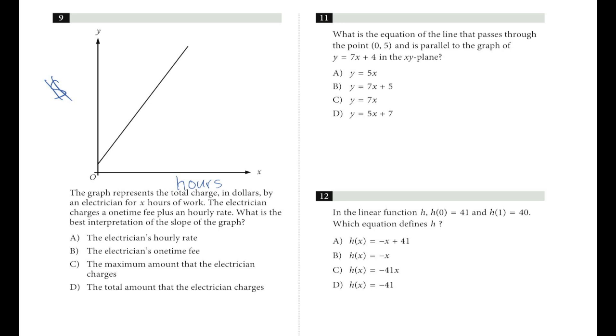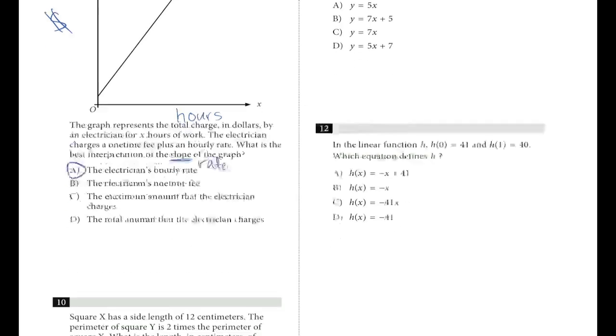So whenever we're dealing with slope, remember that slope is a rate. So if we're looking at the answers, it has to be a rate. So looking at A, the electrician's hourly rate. So there's rate, so that's looking pretty good. B, the electrician's one-time fee. Nope. One-time fee will be the y-intercept. C, the maximum amount that the electrician charges. Well, a line can go on forever, so there isn't really a maximum amount. And then D, the total amount that the electrician charges. That's just what the y value is at any given time. So again, slope is a rate. A mentions a rate. So that's where we're going with A.